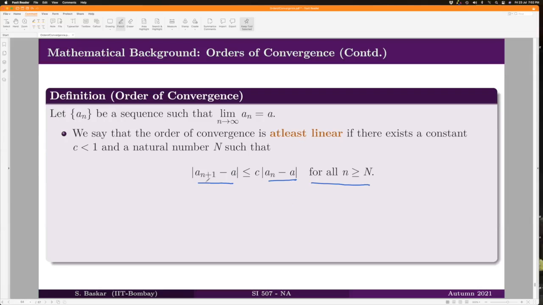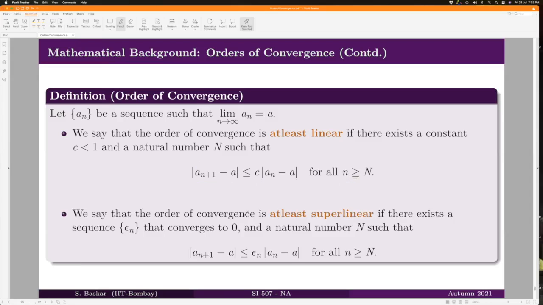That is, for sufficiently large n, the members of the sequence should be in such a way that the distance of a_{n+1} from a should be less than or equal to c times the distance of a_n from a. Remember, c is less than 1. It means the distance between the member of the sequence and the limit is shrinking as you go on increasing n, and this should happen after certain terms. Sufficiently large n onwards it should happen.